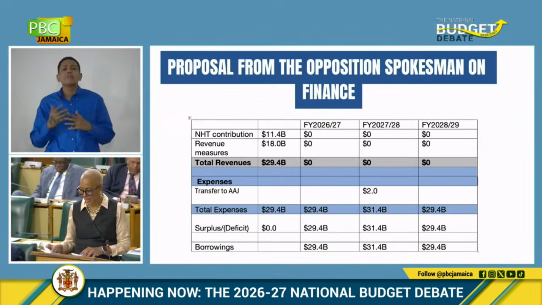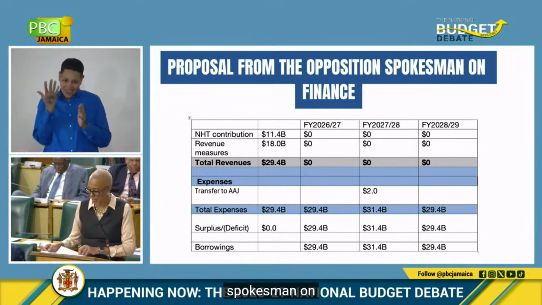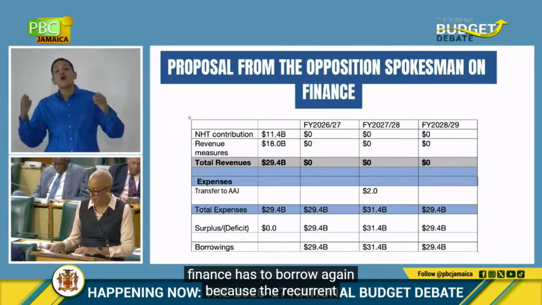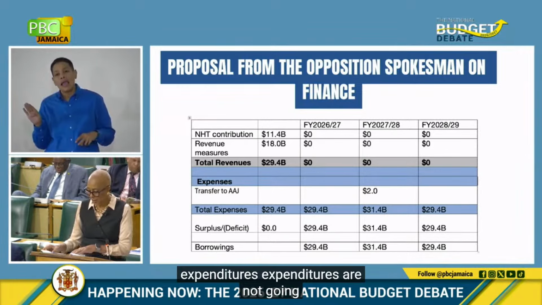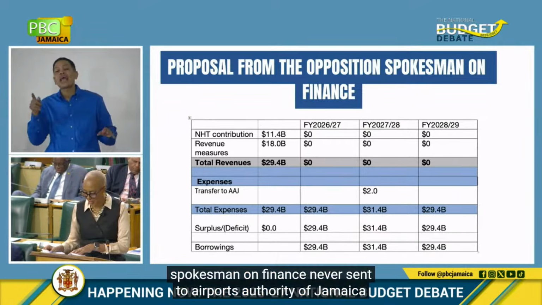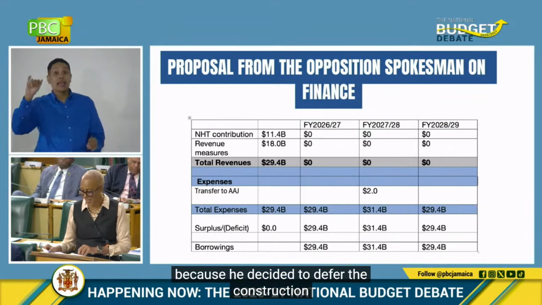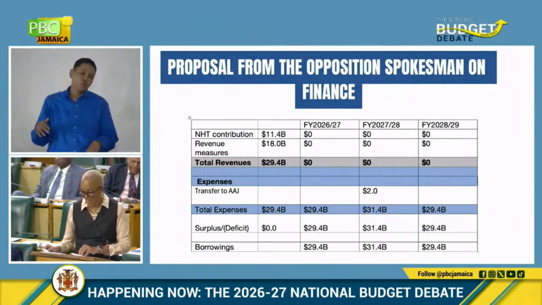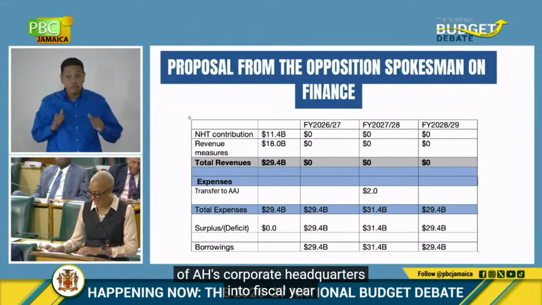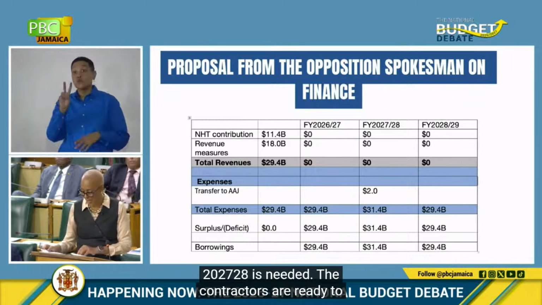The opposition spokesman on finance has to borrow again because the recurrent expenditures are not going away. But this time, the spokesman on finance has to borrow more because the $2 billion that the opposition spokesman on finance never sent to Airports Authority of Jamaica because he decided to defer the construction of AAJ's corporate headquarters into fiscal year 2027-28 is needed. The contractors are ready to mobilize. They're anxious. So the opposition spokesman on finance would have to include this $2 billion in his borrowing.